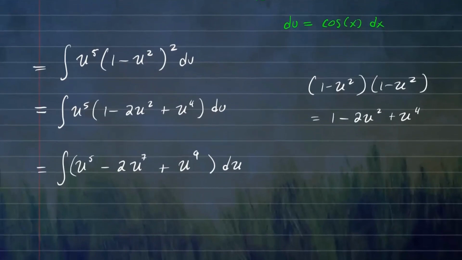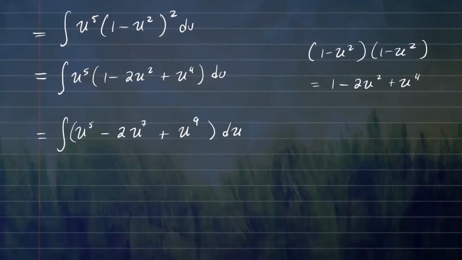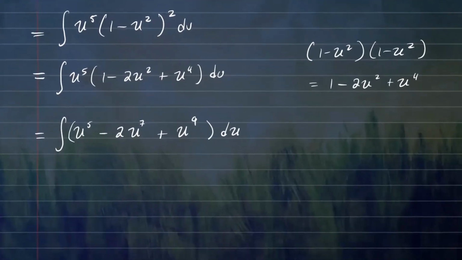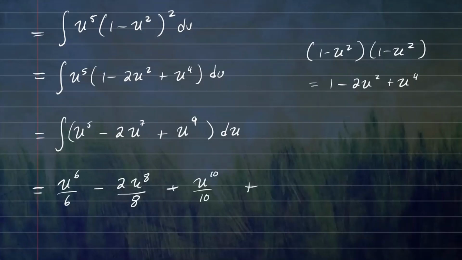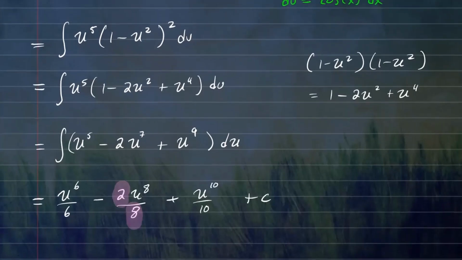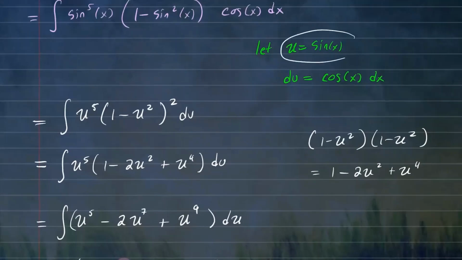Now we're ready to integrate this using the power rule of integration. So the integral of u to the 5th, that's u to the 6th over 6, minus 2 times u to the 8th over 8, plus u to the 10th over 10, plus c. So we're finished integrating. You can simplify. So this I can simplify. Everything else doesn't simplify, so we replace what u is. U is right here, sine of x. So I'm going to replace that.